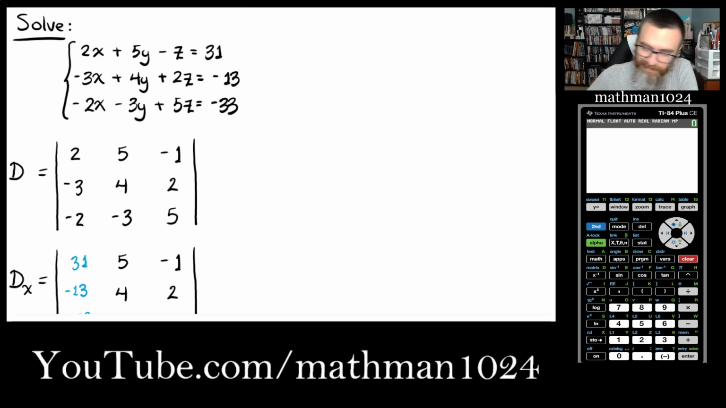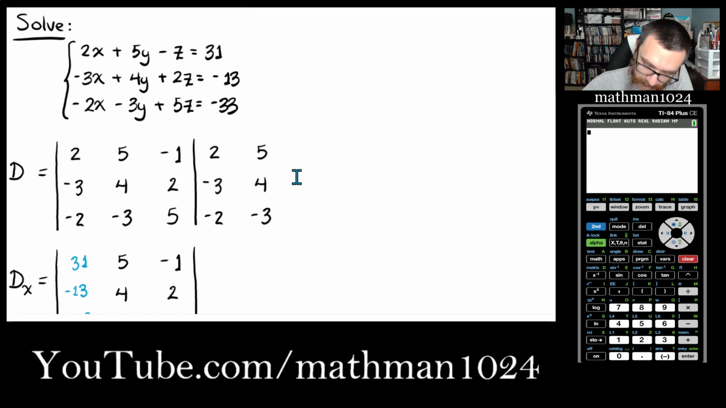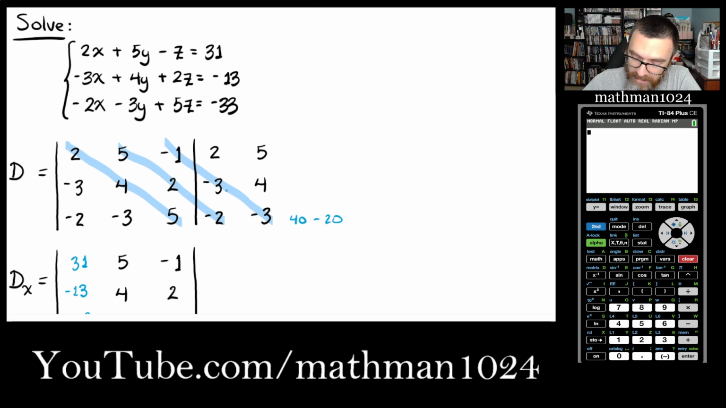Now, I'm going to try to do this quickly by copying the stuff that we have right here. I'm going to do my neat little diagonal trick, right? So I'm going to do the diagonals going down like this. That gives me 2 times 4 times 5, so 20 times 2 is 40. 5 times 2 times negative 2 is negative 20. Negative 1 times negative 3 times negative 3 is minus 9.